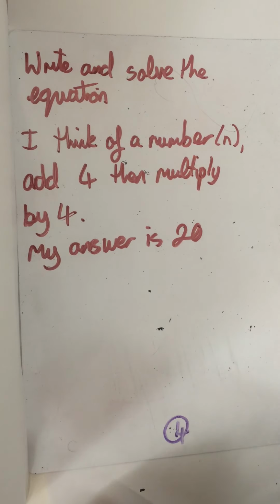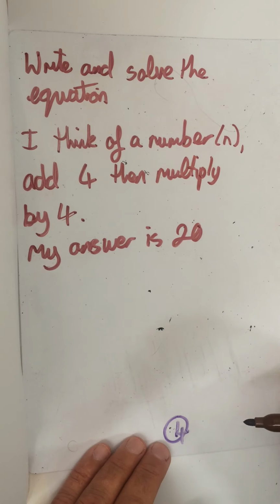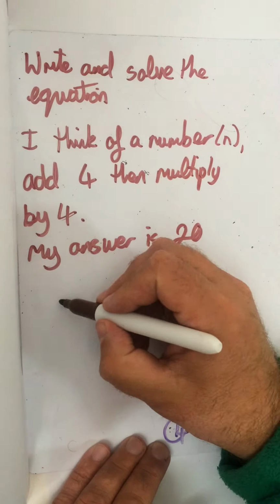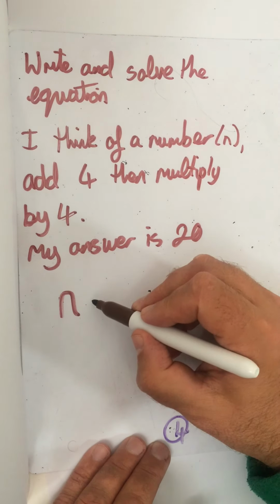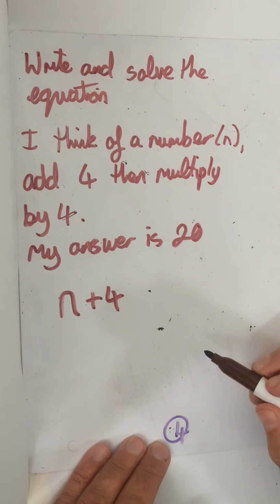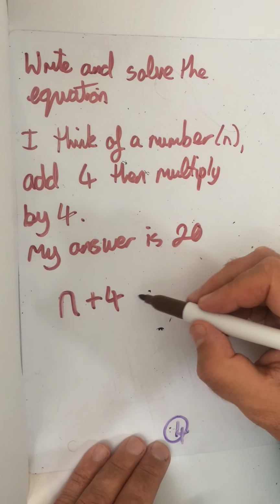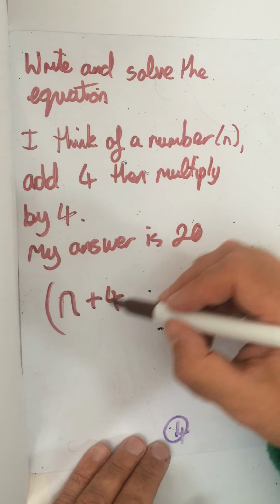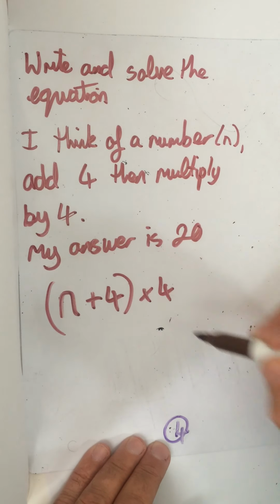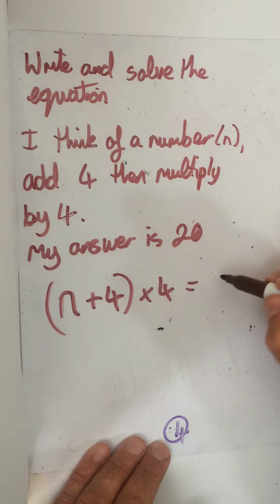Right, let's have a little look. I think of a number n. Then I add 4 and then multiply by 4. And that will give me 20.